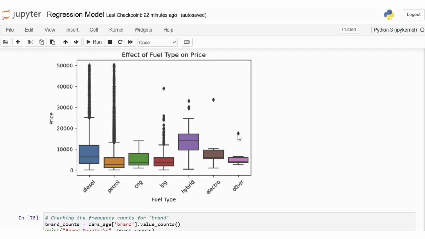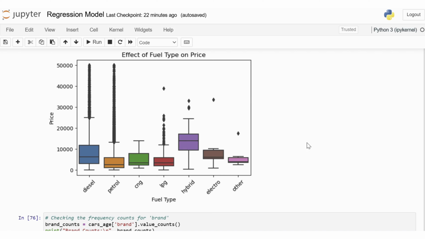Diesel and hybrid cars generally have higher prices, with a wide range of values and numerous outliers. Petrol cars, while also having a broad price range, tend to be less expensive than diesel and hybrid cars. CNG, LPG, electric, and other fuel types show less variation and generally lower prices. This analysis suggests that fuel type is an important factor in determining the price of a car, with hybrid and diesel cars typically fetching higher prices in the pre-owned car market.